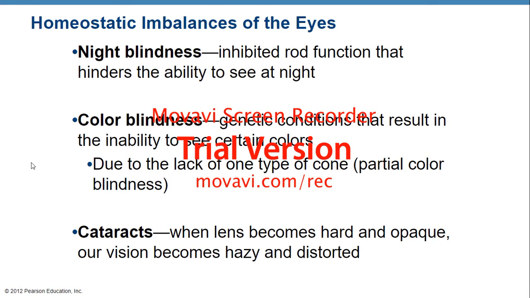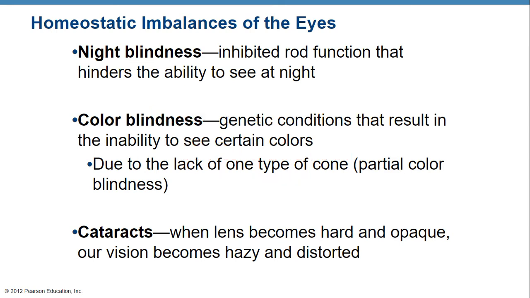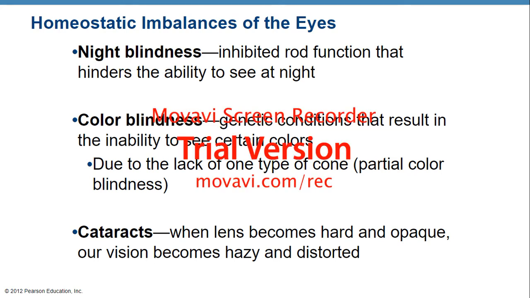All right, so night blindness, remember, it's your rods. Your rods are what allow you to see at night, and your rods don't have any color. The color comes from the cones, and the cones function in bright light. It's the rods that function in the dark.